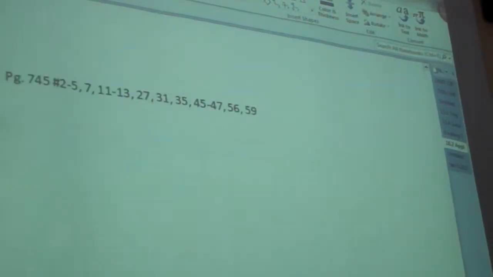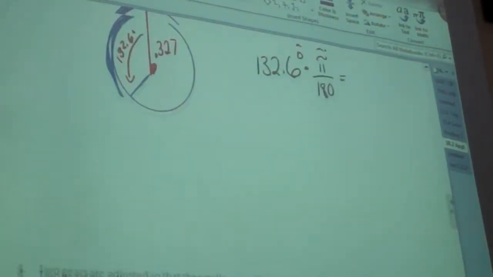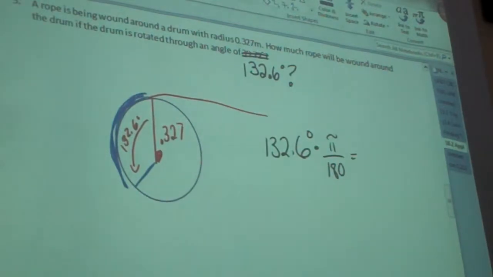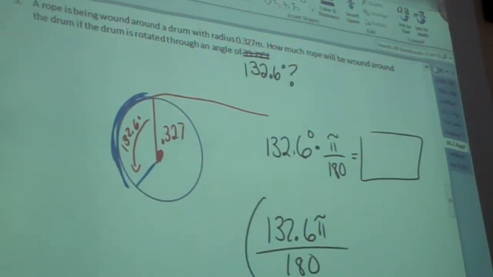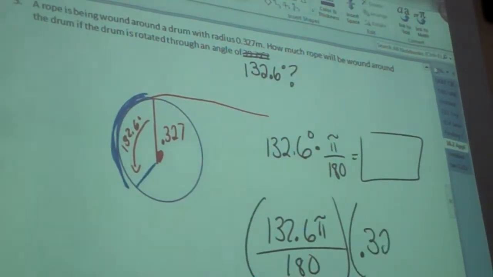Basically, then this is our degrees and radians. Okay, and then we're multiplying that. You can do this all at once in your calculator, because eventually you're just multiplying it by 0.327, which is our radius. And what do you get? 0.757.